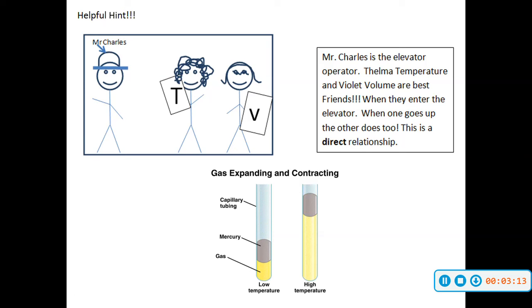Then, gas expanding and contracting. Remember, at low temperatures we have less movement, so the mercury should stay at a lower volume, and then at higher temperatures, your gas is going to start expanding, colliding more. And then that little bit of mercury is going to go higher up your capillary tubing.